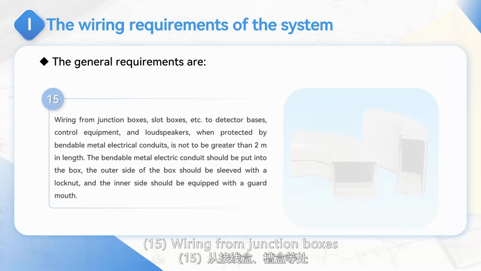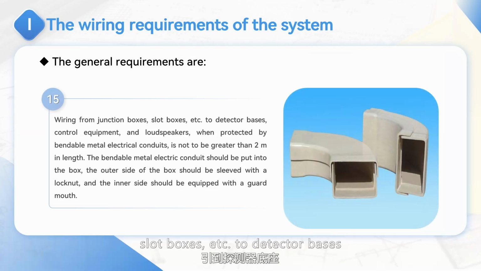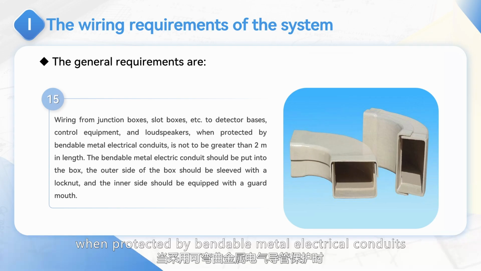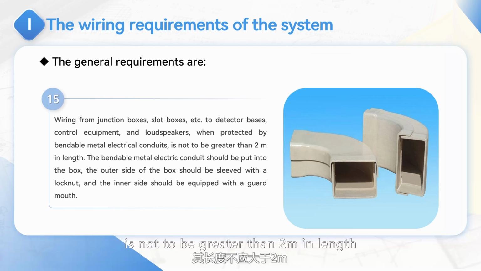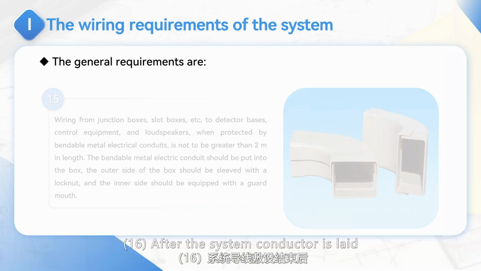15. Wiring from junction boxes, slot boxes, etc. to detector bases, control equipment, and loudspeakers, when protected by bendable metal electrical conduits, is not to be greater than 2 m in length. The bendable metal electric conduit should be put into the box. The outer side of the box should be sleeved with a lock nut, and the inner side should be equipped with a guard mouth.